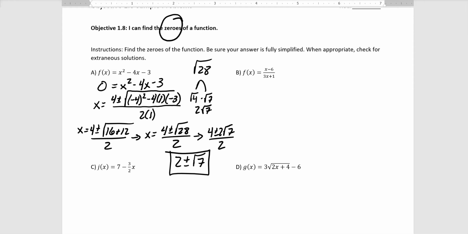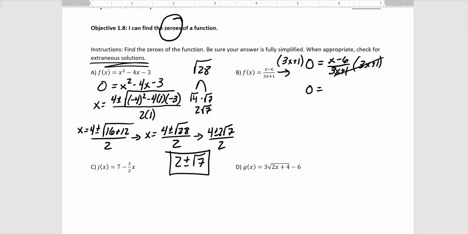All right, letter B, f of x equals x minus 6 over 3x plus 1. So remember, this is a rational function, so we're going to have to check for extraneous solutions. So set f of x equal to 0. That's x minus 6 over 3x plus 1. Multiply both sides by 3x plus 1. Fantastic, so those will divide out.